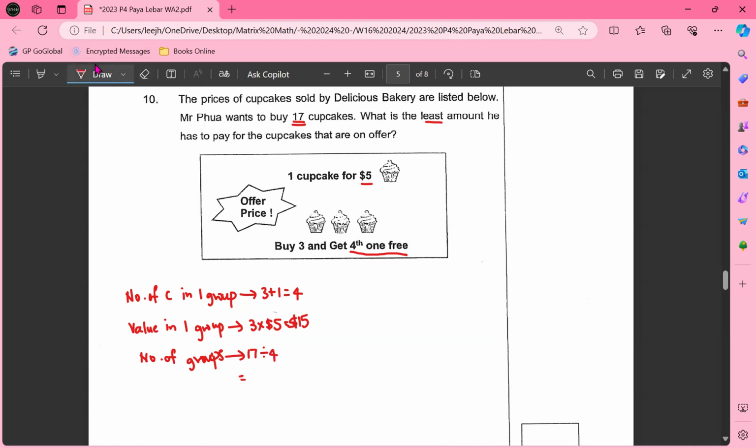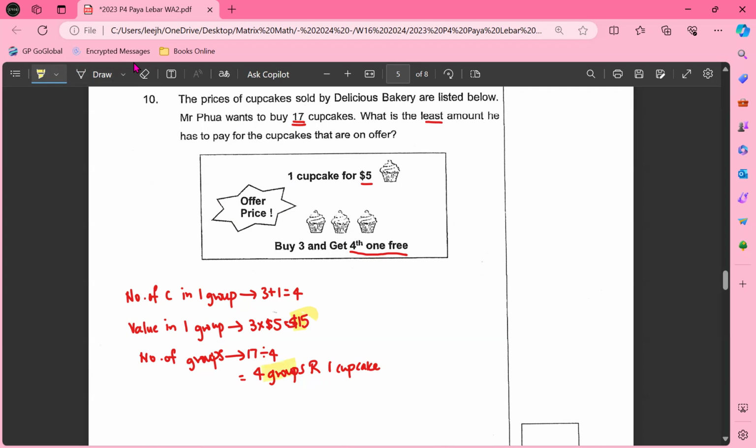So the nearest groups is actually four groups. Four groups already have 16 cupcakes, but there will still be a remaining one cupcake that he still wants because he's going to buy 17. Remaining one cupcake. So he'll pay for the price of four groups. One group we paid how much? One group we paid $15.